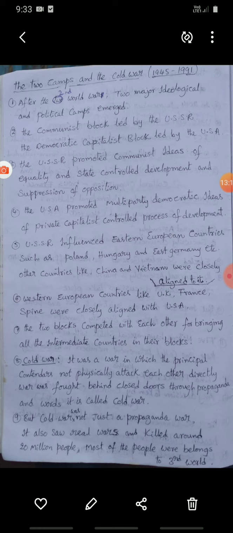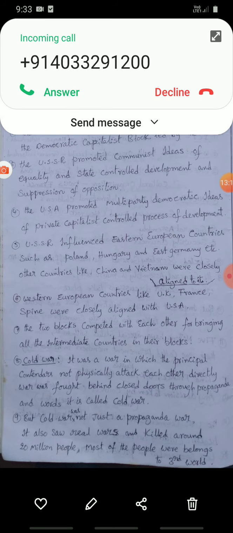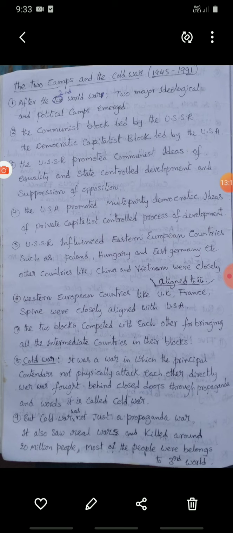The USSR promoted communist ideologies, like equality, state-controlled development and the suppression of opposition. So what are the communist ideologies? Those are the ideologies the USSR was trying to spread in the world.